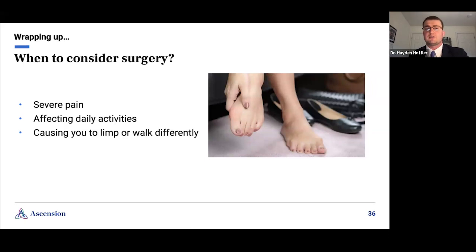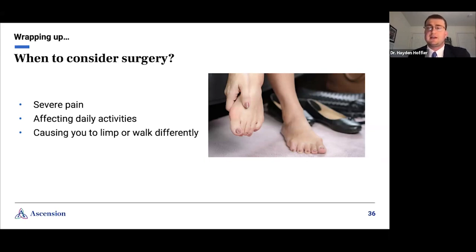So when to consider surgery. There's three big reasons when I tell patients to consider surgery, and I always encourage all patients to exhaust all conservative options, or the non-surgical treatment options, before leading to surgery, because I think every surgery is a big surgery, whether it's a toe or an ankle. And so I always tell them severe pain, anytime it's causing you to constantly touch your foot or not touch your foot due to the pain, that's a reason.